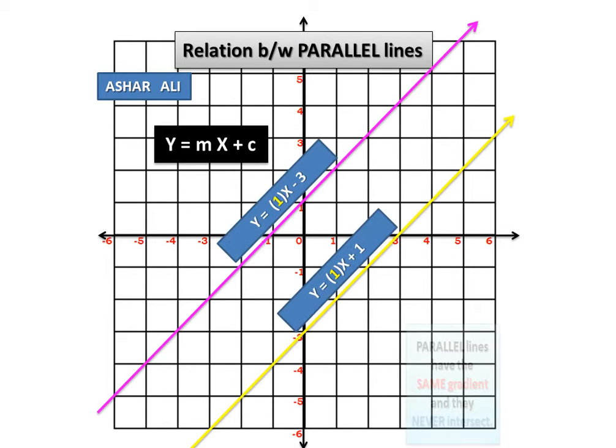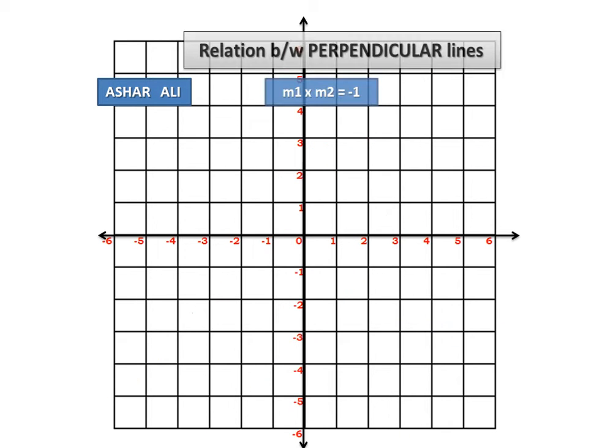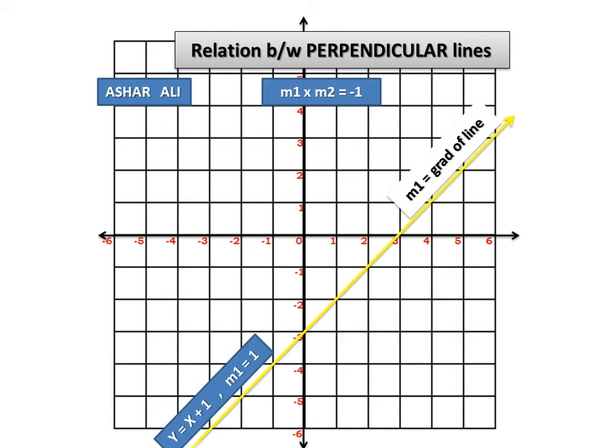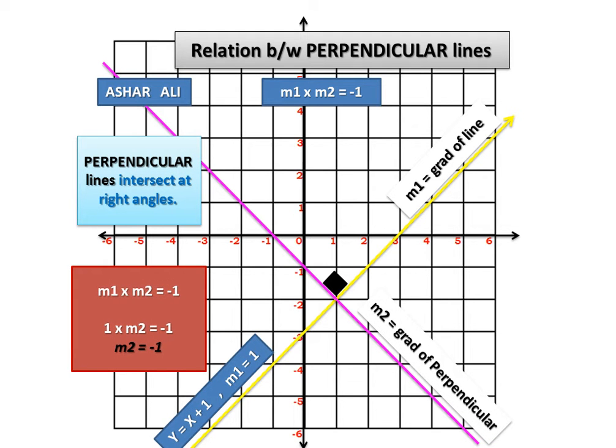Relation between parallel lines. Parallel lines have the same gradient and they never intersect. Relation between perpendicular lines. The perpendicular lines are at an angle of 90 degrees to each other, and the relation between the gradients is, if m1 is the gradient of the straight line and m2 is the gradient of the perpendicular line, m1 times m2 equals -1.